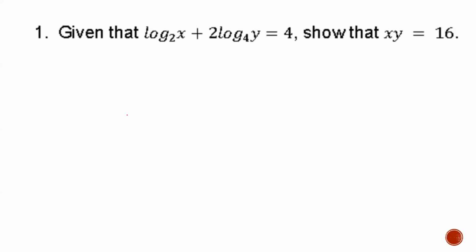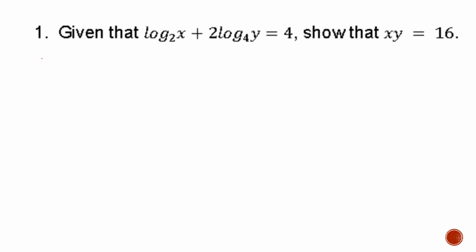So this is the first question in the paper one paper that has been shared with you, the one that we're going to begin with. It's asking us to show that xy is equal to 16, given that the log of x to base 2 plus twice the log of y to base 4 is equal to 4. Now, you see we're adding two logs, but to different bases. So the first thing that you want to do is change the base of one to the other so that you can add them and simplify them.